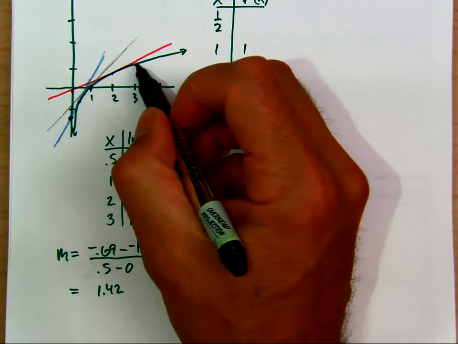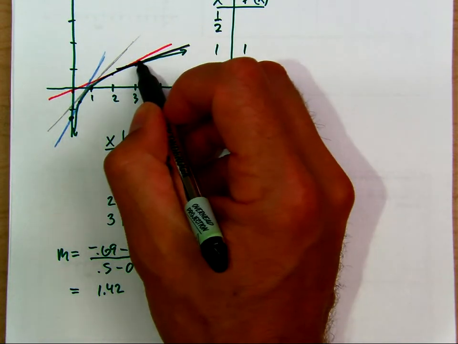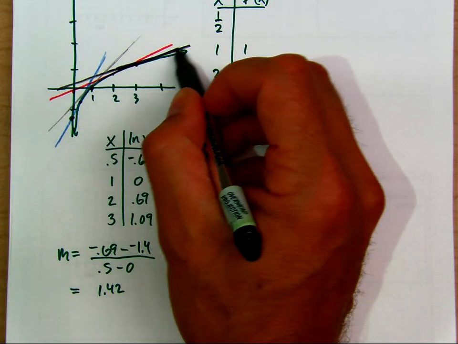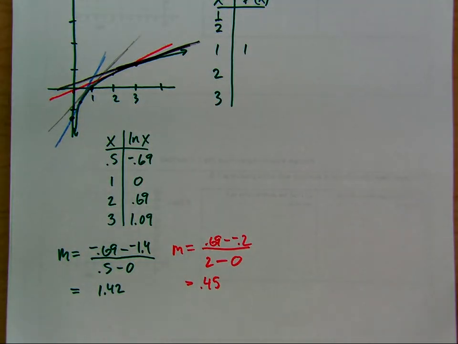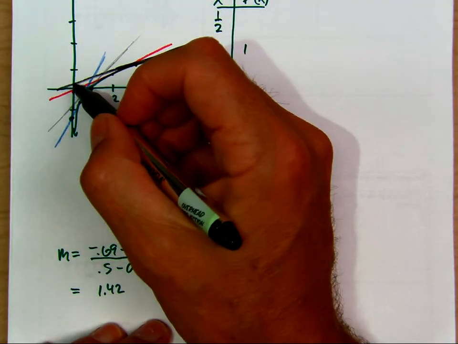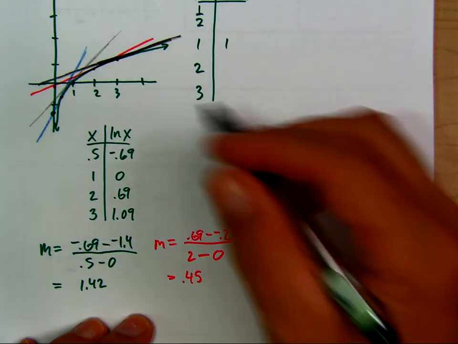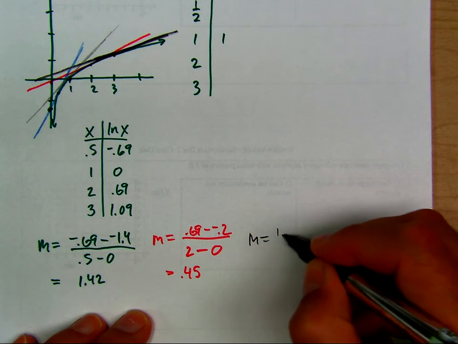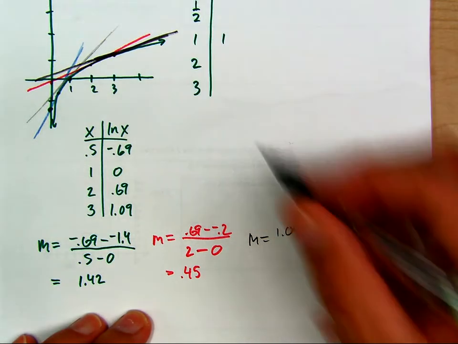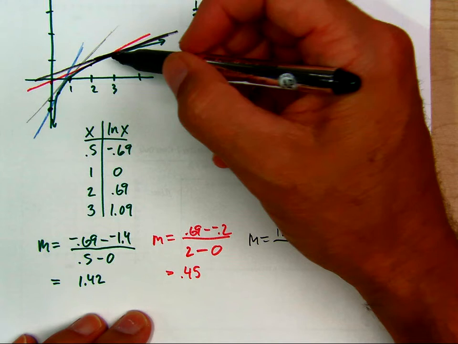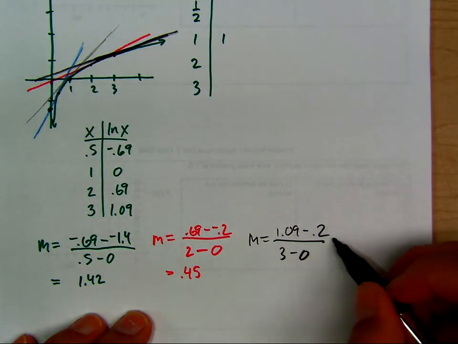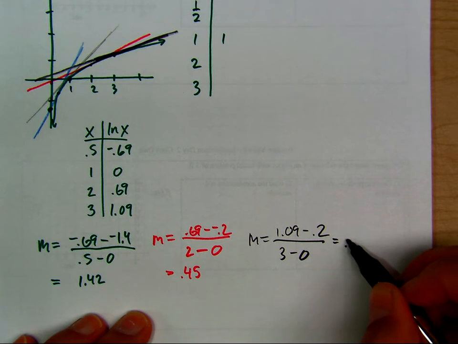Then let's draw a tangent line here. And we're going to estimate that this is 0.2. So we're going to take the y value here, and that's 1.09, minus the y value there, we'll say it's 0.2. We need the x value is 3, and the x value is 0. So here we have 0.297.